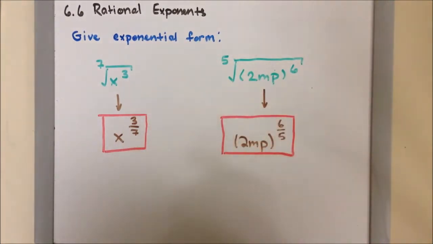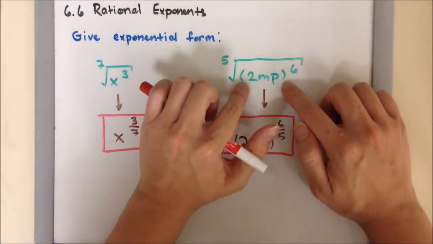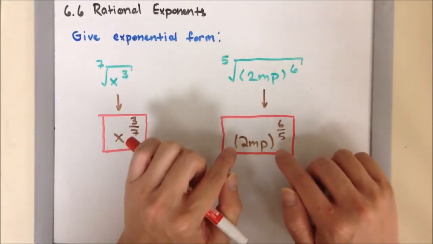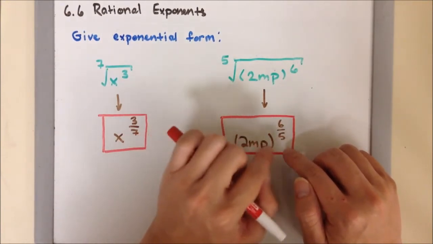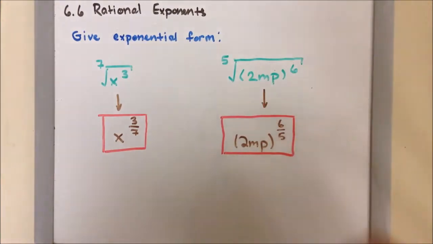And just a reminder, if you have a base with multiple parts and it's in parentheses, keep it in parentheses unless you are asked otherwise, meaning like distributing the exponents and then working it out.